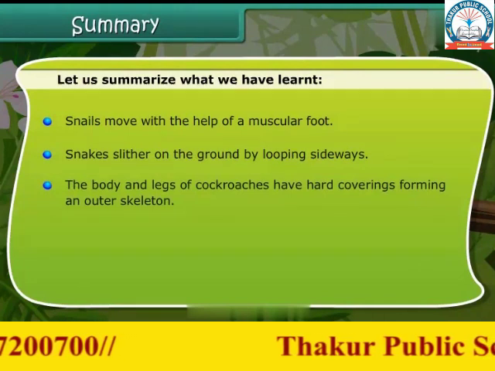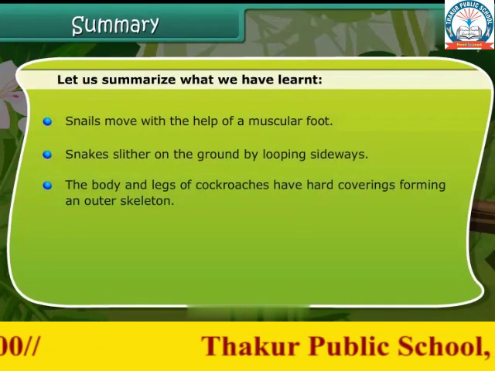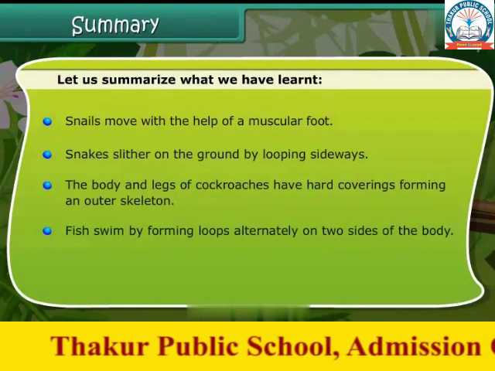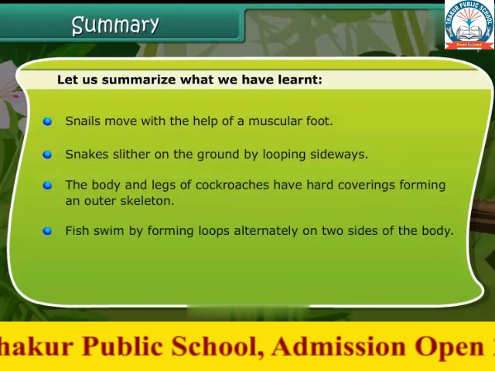The body and legs of cockroaches have hard coverings forming an outer skeleton. Fish swim by forming loops alternatively on two sides of the body.